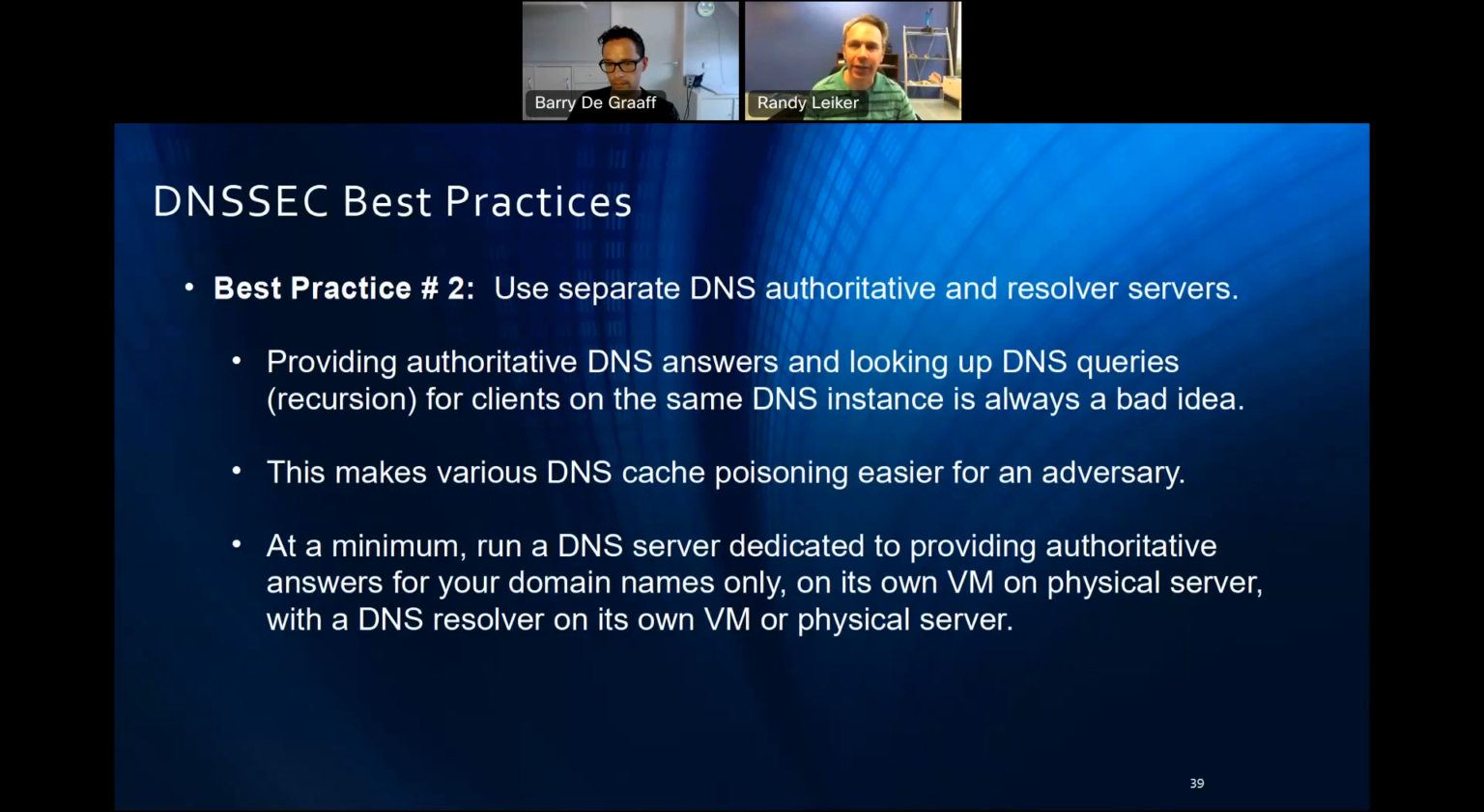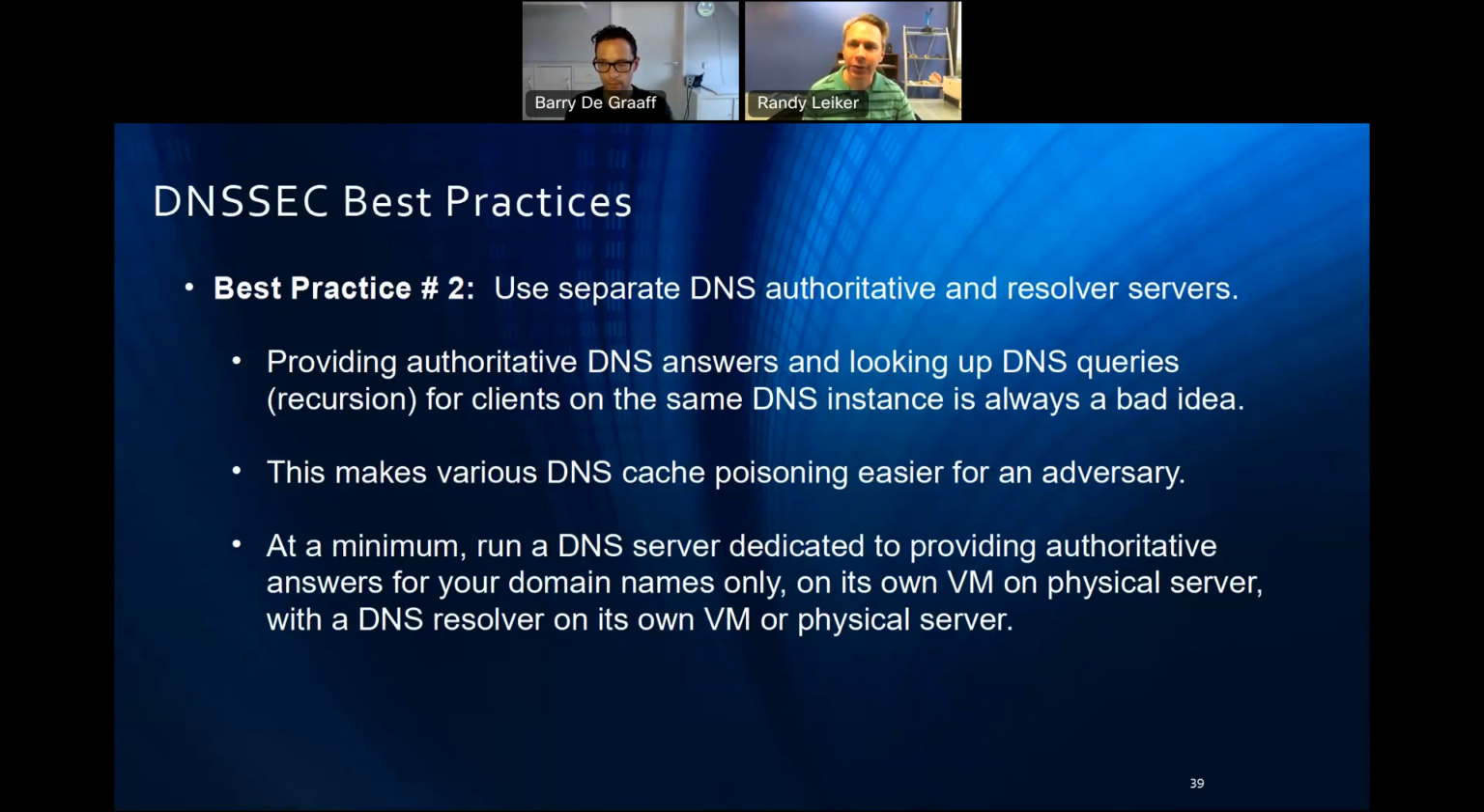A common mistake is to run both your authoritative and your DNS resolver servers on a single VM or physical server. This is just a bad idea, and it's going to make cache poisoning by adversaries even easier. As readily accessible as VMs are today, there's really no reason to do this. So it makes sense to separate these different responsibilities equally.